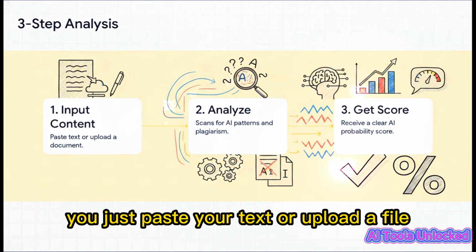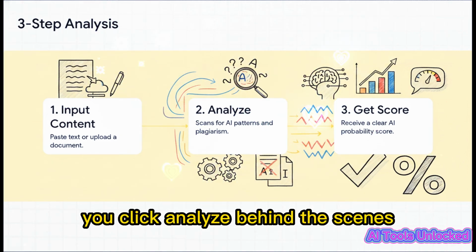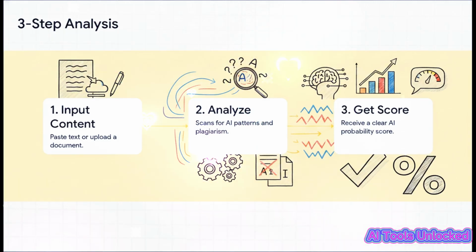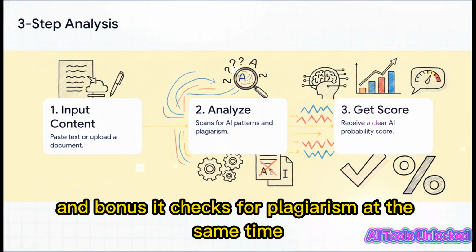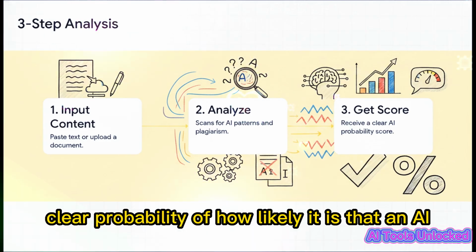First, you just paste your text or upload a file, easy enough. Second, you click Analyze. Behind the scenes, the system is scanning for all those little telltale signs of AI. Things like predictable sentence structures and, bonus, it checks for plagiarism at the same time. And then step 3, you get your score. A simple, clear probability of how likely it is that an AI wrote it.